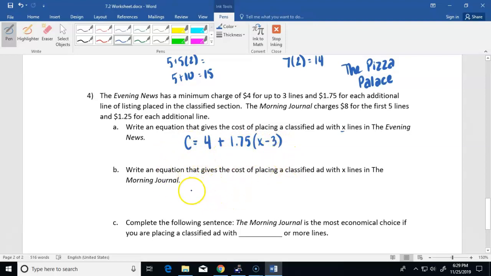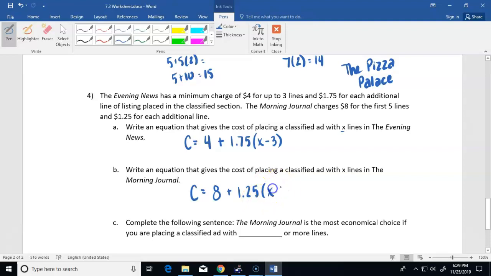For B, it is going to be similar, but a little bit different because for the Morning Journal, there's an $8 charge for the first 5 lines. So $8 is going to get you 5 lines. They are not going to charge you any extra for those first 5 lines. But if you go over 5 lines, they're going to charge you $1.25.